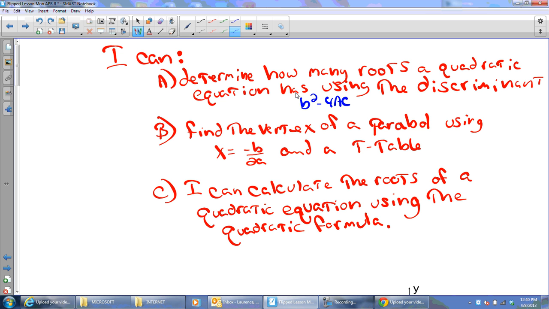You can also say I can find the vertex of a parabola using the equation x equals negative b over 2a and a t-table. And then you'll also be able to say I can calculate the roots of a quadratic equation using the quadratic formula, which you remember is x equals negative b plus or minus the square root of b squared minus 4ac all over 2a.